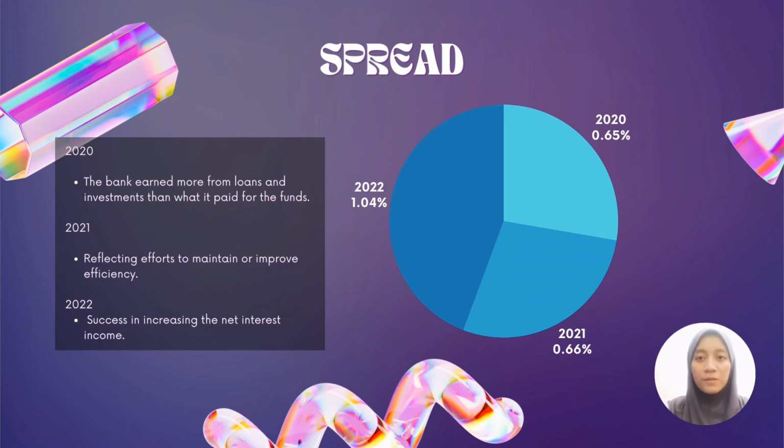In 2022, there was a significant increase with a spread of 1.04%. This big jump shows the bank changed how it deals with risk, the type of assets it works with, and adjusted interest rates. It can be seen as a success in increasing the net interest income, which is like the profit they make from their banking activities.